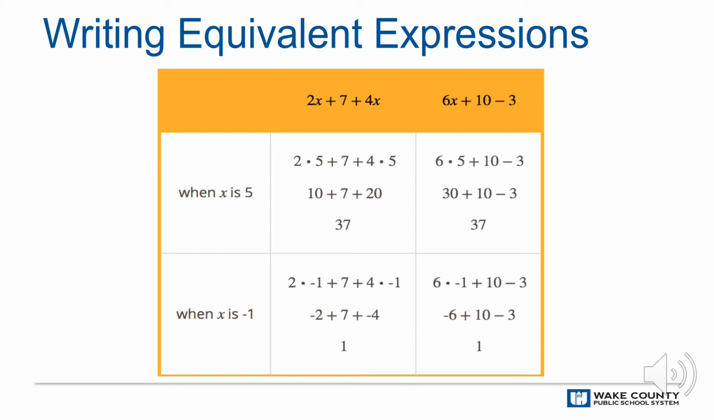Students will be working with equivalent expressions, expressions that are always equal for any value of the variable. For example, 2x plus 7 plus 4x and 6x plus 10 minus 3 are equivalent expressions. We can see that these expressions are equal when we try different values for x. We can also use properties of operations to see why these expressions have to be equivalent. They are each equivalent to the expression 6x plus 7.